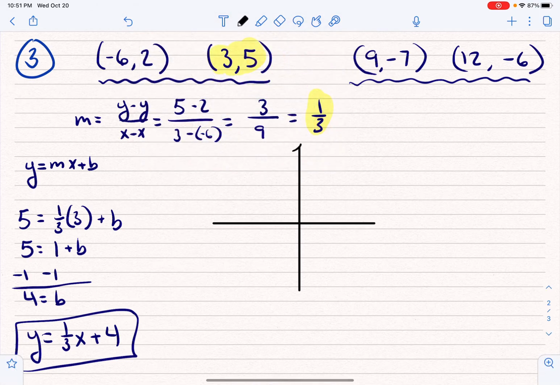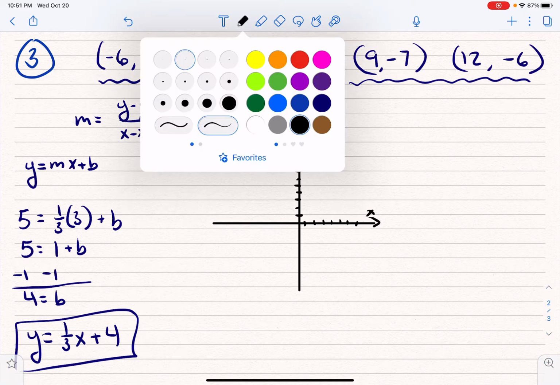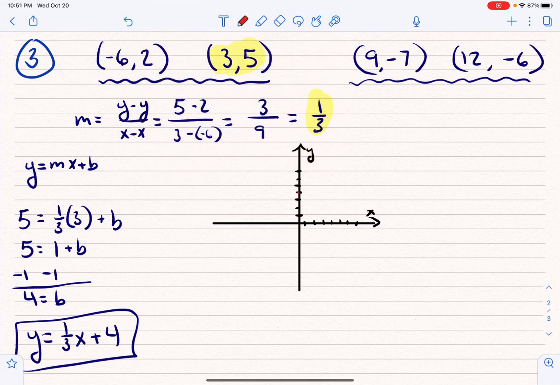And so this is our y-axis going up. This is our x-axis going over. Okay, if we have the equation y equals 1/3 x plus 4, I got to have 4 on my y-axis at least. And so I went up and then go out here on the x-axis, go up a couple more. So 4 is my y-intercept. So I go up 4, 1, 2, 3, 4.